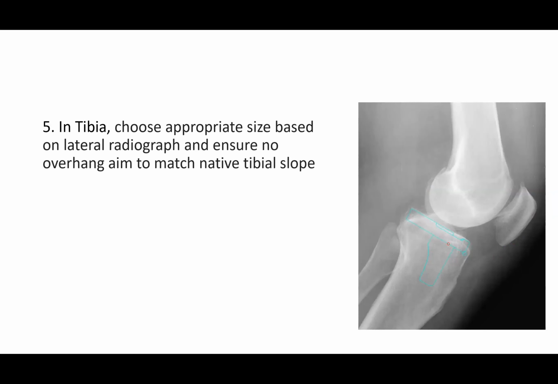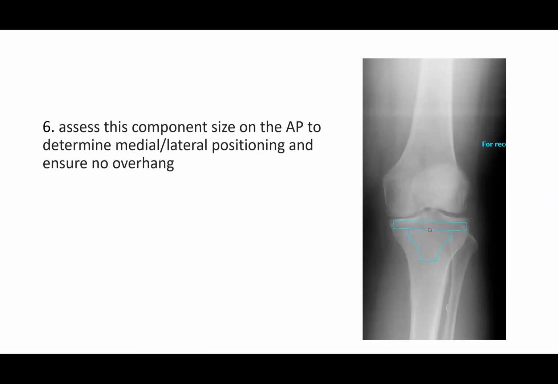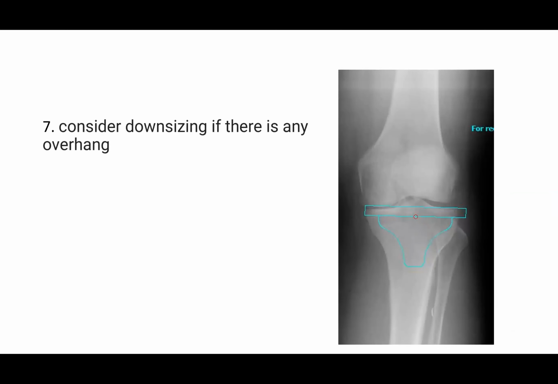And in the tibia, choose the appropriate size implant on the lateral radiograph, ensure there is no overhang, and aim to match the native tibial slope. And assess this component size on the AP radiograph to determine the medial lateral component positioning, again ensuring there is no overhang. Then consider downsizing if there is any overhang.